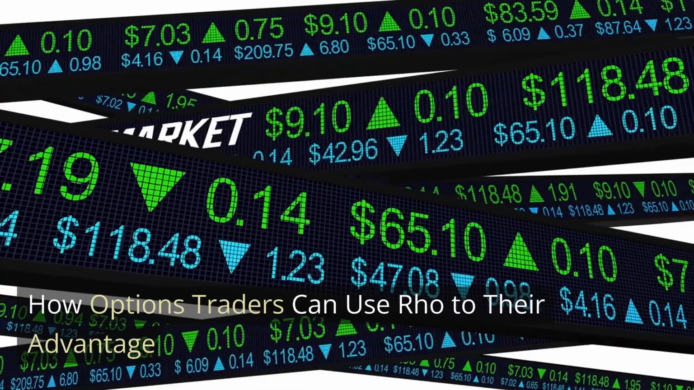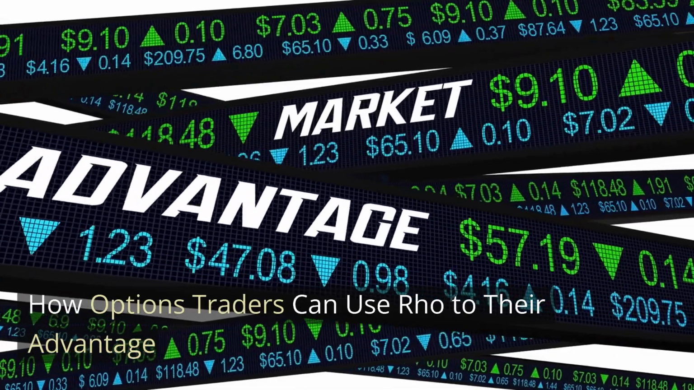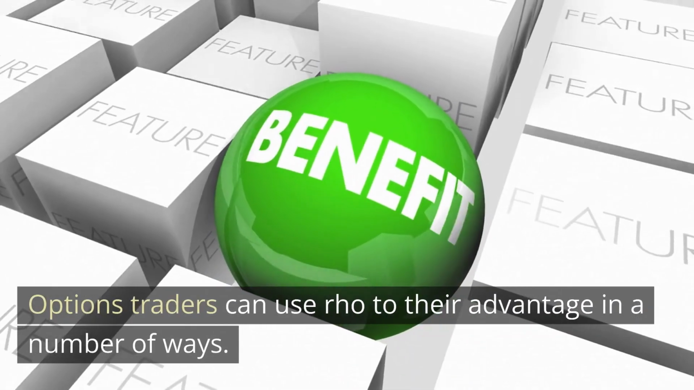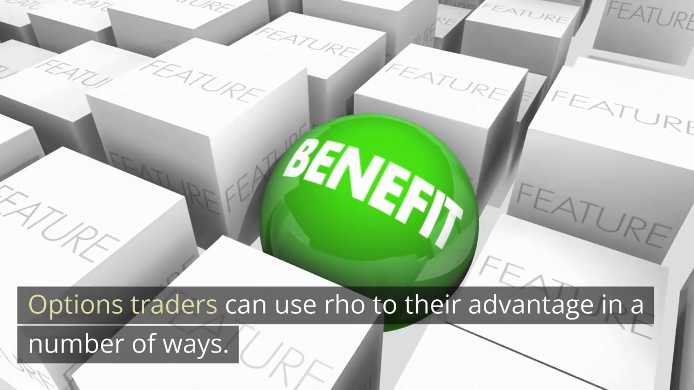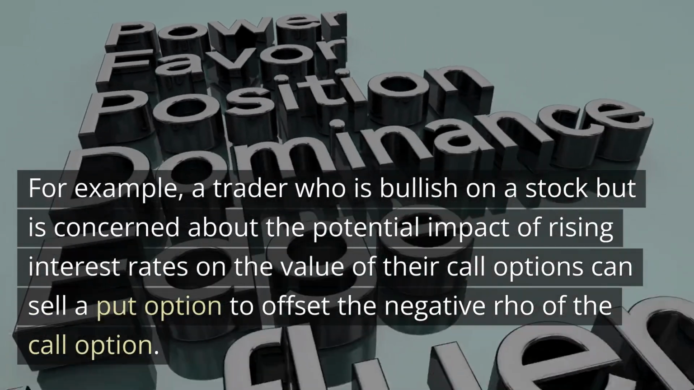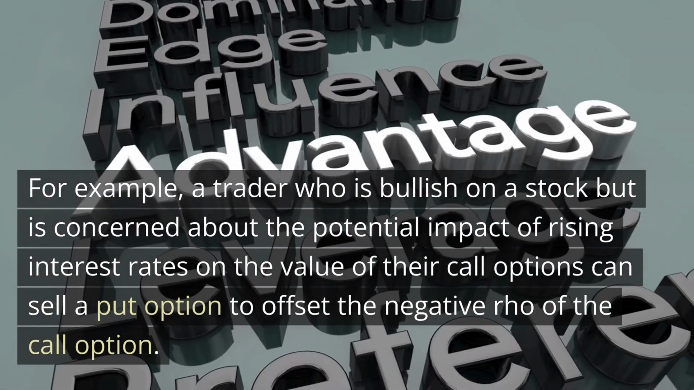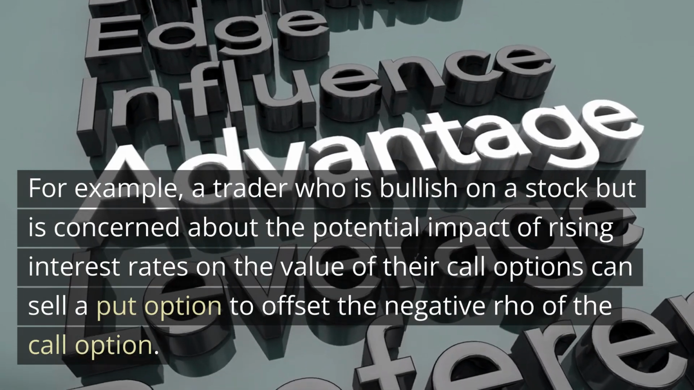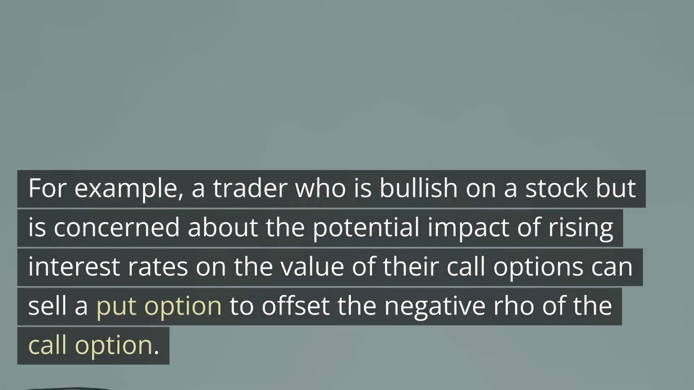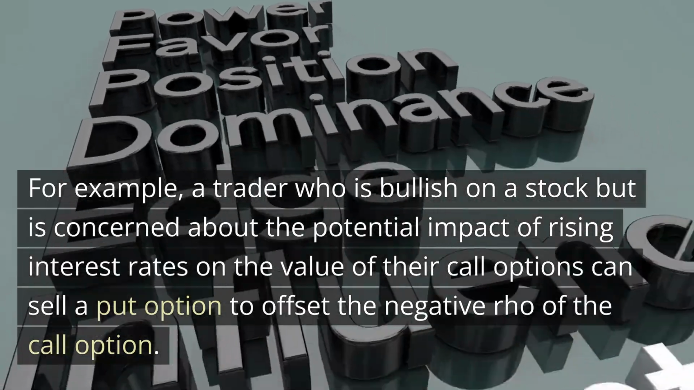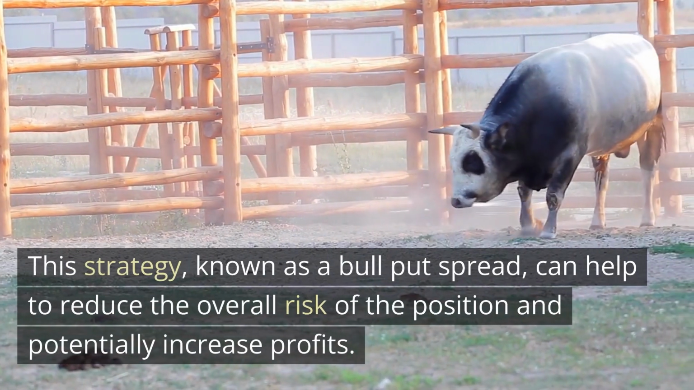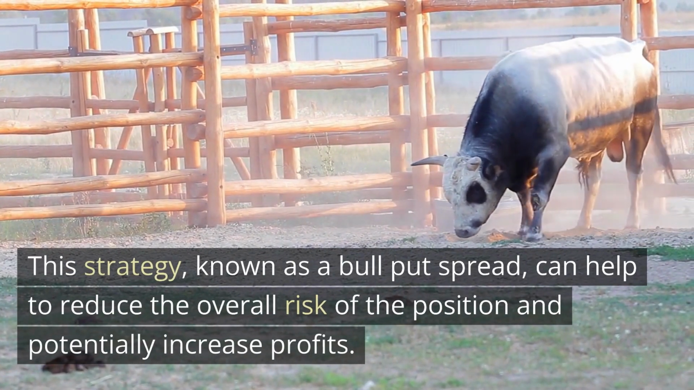How options traders can use Rho to their advantage. Options traders can use Rho to their advantage in a number of ways. For example, a trader who is bullish on a stock but is concerned about the potential impact of rising interest rates on the value of their call options can sell a put option to offset the negative Rho of the call option. This strategy, known as a bull-put spread, can help to reduce the overall risk of the position and potentially increase profits.